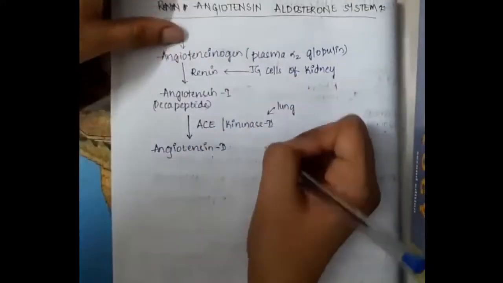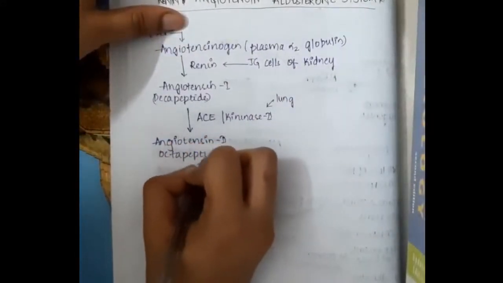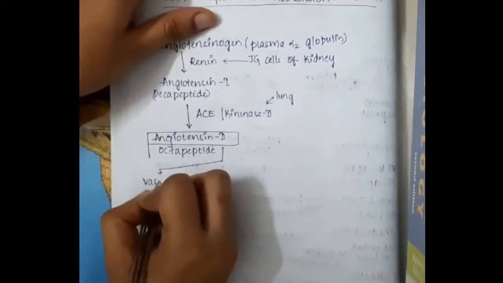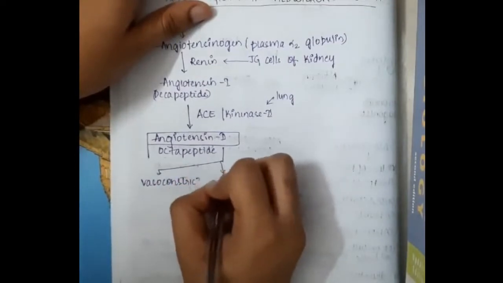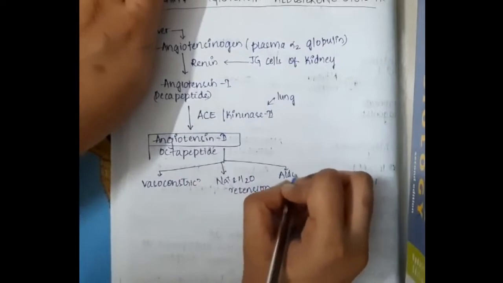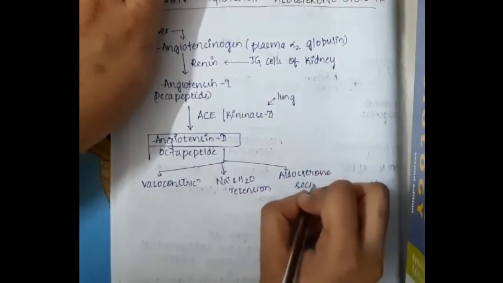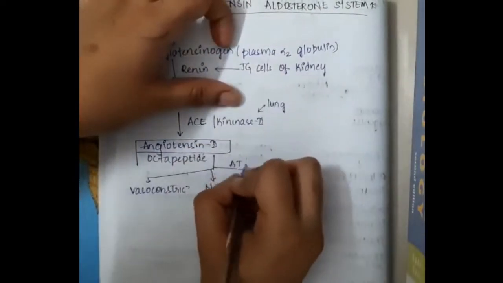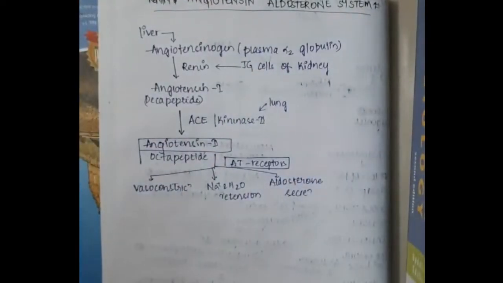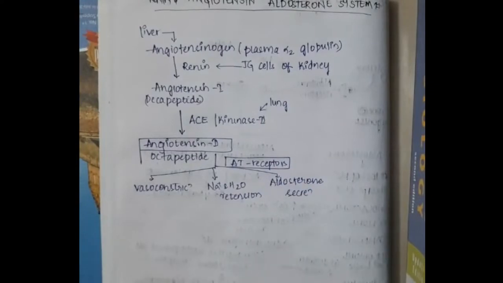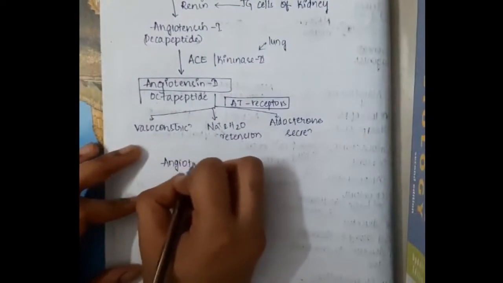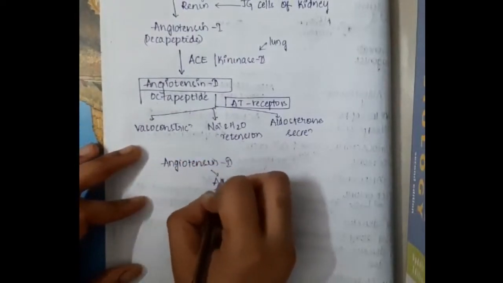Now the lung gives this angiotensin converting enzyme or kininase 2. This angiotensin 2 is actually an octapeptide. So this angiotensin 2 acts on the angiotensin receptors, and it causes vasoconstriction, sodium and water retention, and it also causes aldosterone secretion. So this is the main pathway of angiotensin production and action. Now this angiotensin 2, how does it act?